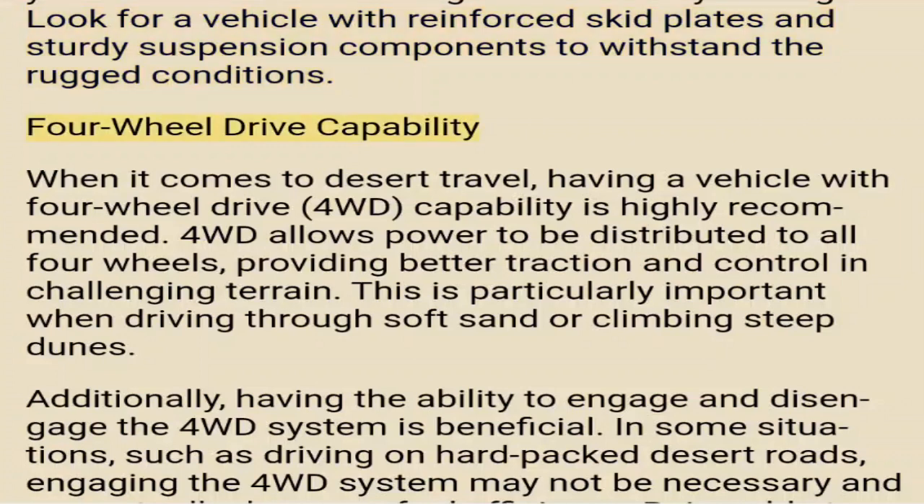Four-wheel drive capability. When it comes to desert travel, having a vehicle with four-wheel drive (4WD) capability is highly recommended. 4WD allows power to be distributed to all four wheels, providing better traction and control in challenging terrain. This is particularly important when driving through soft sand or climbing steep dunes. Additionally, having the ability to engage and disengage the 4WD system is beneficial.